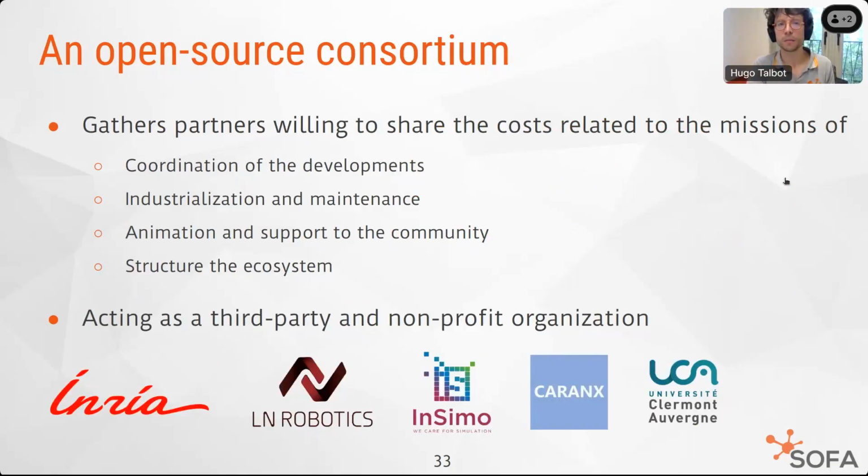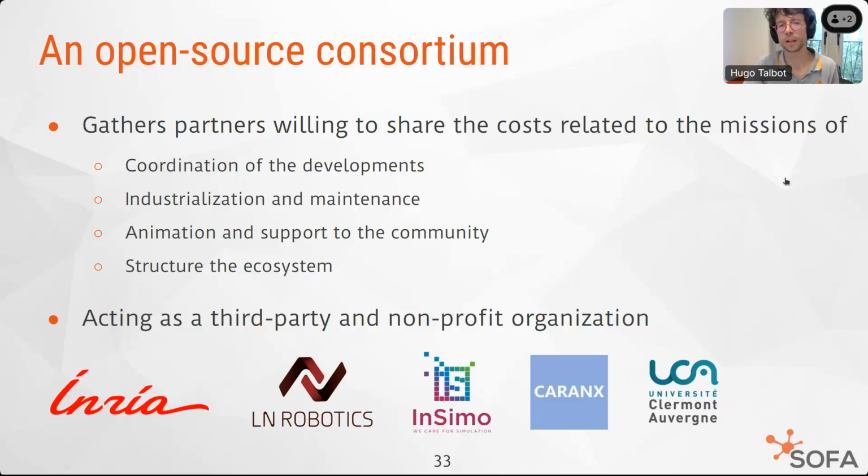As we said before, as soon as you reach a certain size of project, you need a bit of coordination. And that's what a regular open source project is facing. We need to coordinate and define a bit what is going on, structure the development, structure the community, and that's what we do with the open source SOFA consortium.